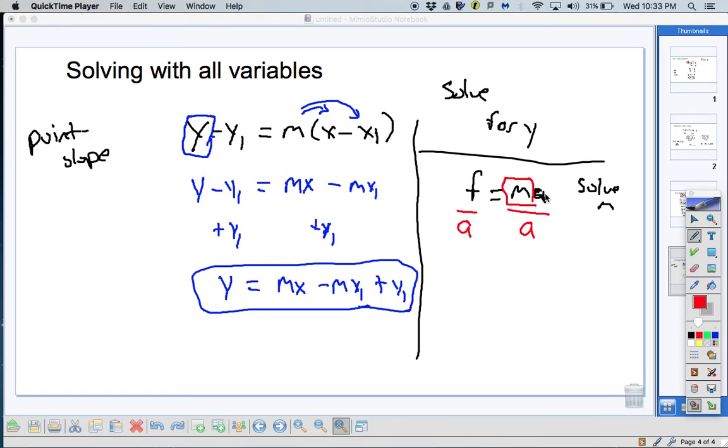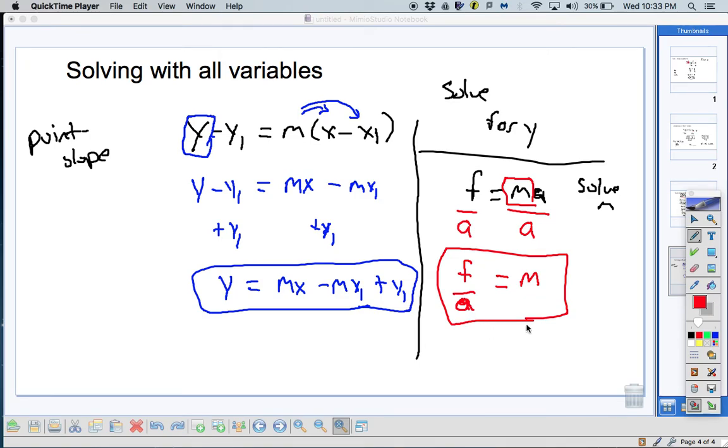Okay, on the right-hand side, I have a divided by a. And any number divided by itself is always the number 1. So I have 1m, which is, of course, just m. On the left-hand side, I can't actually do this division because I don't know what f is and I don't know what a is. So I'm simply going to write it as f over a. And now I know what m equals. It is the fraction f over a.